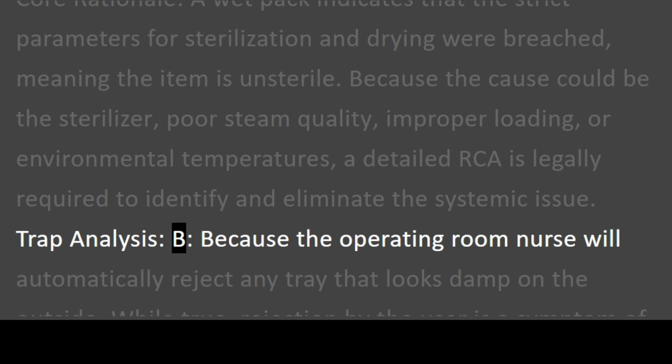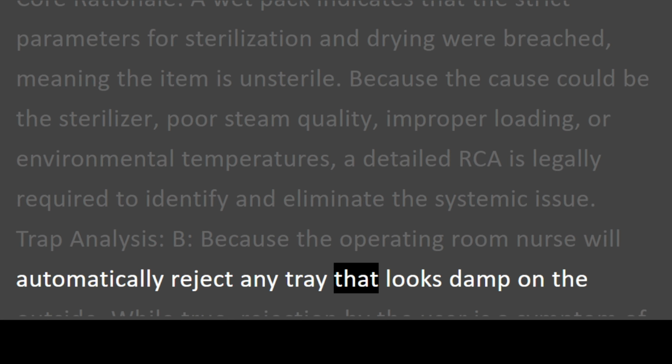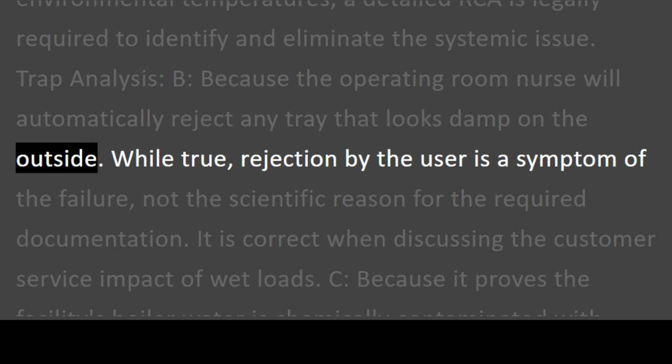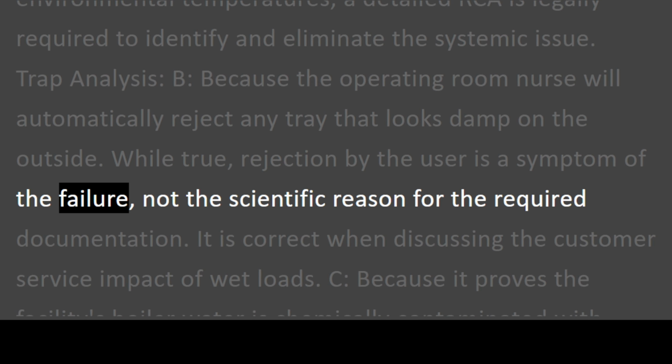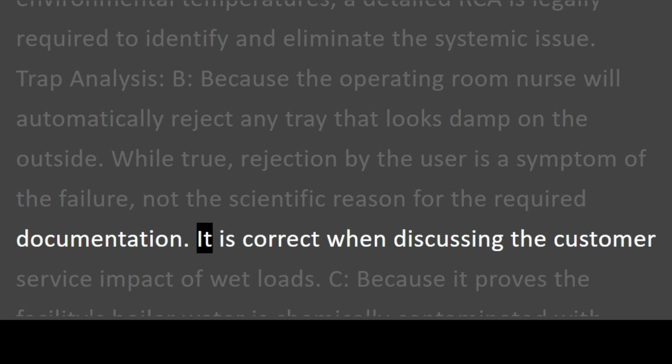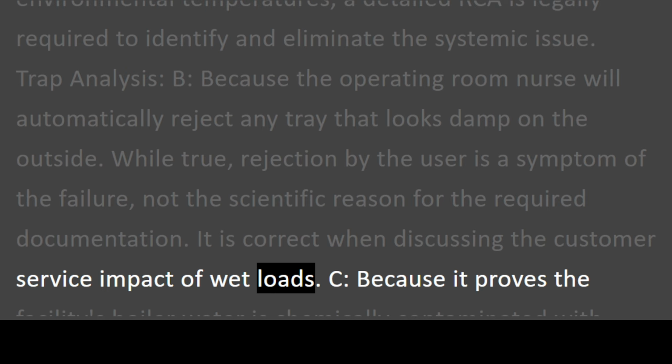Trap analysis: B. Because the operating room nurse will automatically reject any tray that looks damp on the outside. While true, rejection by the user is a symptom of the failure, not the scientific reason for the required documentation. It is correct when discussing the customer service impact of wet loads.